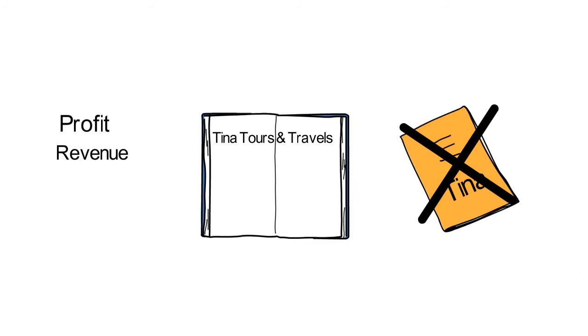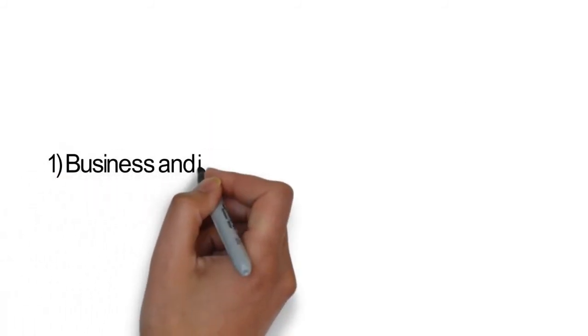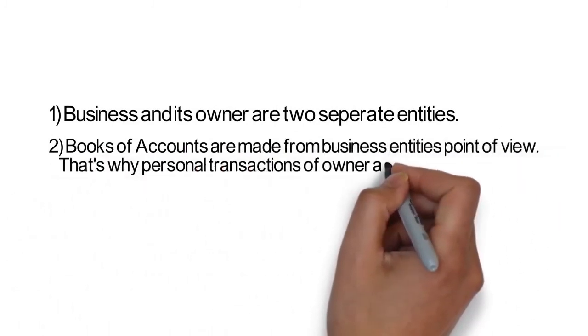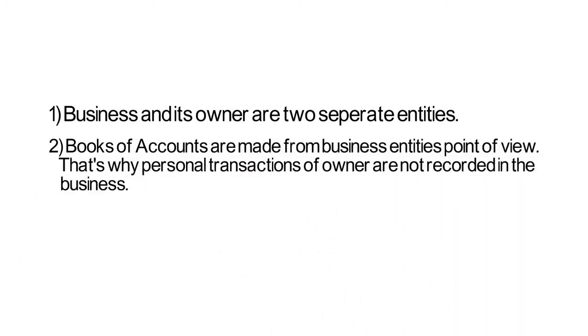We learned two things from this example. Business and its owner are two separate entities. Another, books of accounts are made from the business entity's point of view and not from its personal point of view. Let me give you one more example so you will be able to relate to it very easily.